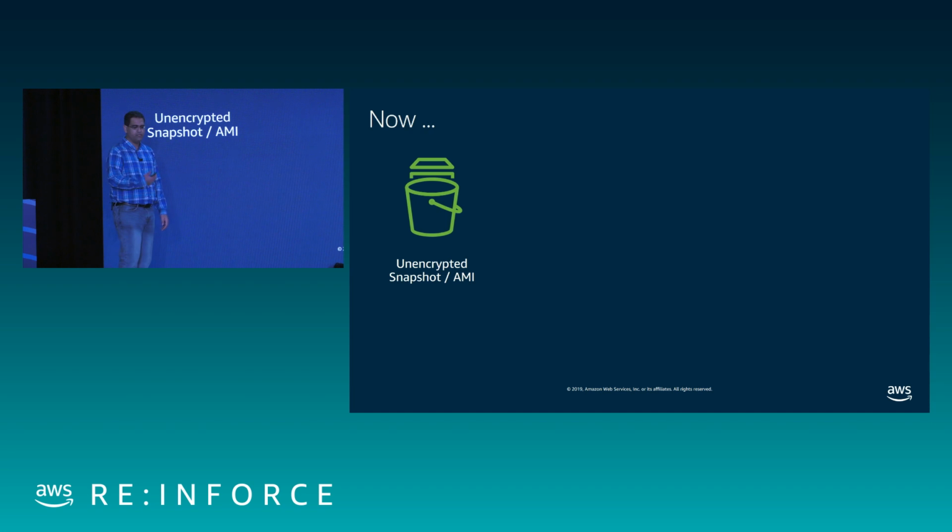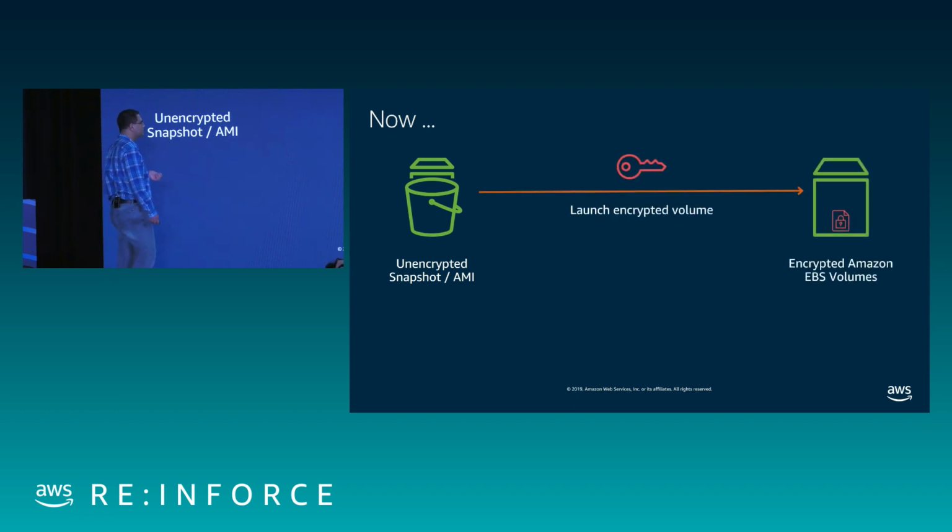So with this launch, which we launched in May, we gave customers the ability to take an unencrypted snapshot or AMI and, in a single step, launch an encrypted volume from that. So no more copying of snapshots if you don't need to. You can directly launch the encrypted EBS volume from an unencrypted snapshot or AMI. So to my previous question, where you raised your hands and said you have unencrypted AMIs and snapshots that you need to launch volumes from, this should work, right?